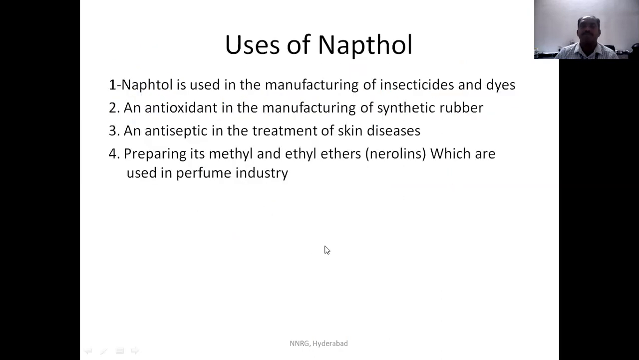Coming to the uses of naphthol, 1-naphthol is used in the manufacturing of insecticides and dyes, and naphthol is used as an antioxidant in the manufacture of synthetic rubber. It is used as an antiseptic in the treatment of several skin diseases, and in preparing its methyl or ethyl esters, nerolin, which is used in the perfume industry, especially in nail polishes and others. Naphthyl esters are used in the perfume industry.